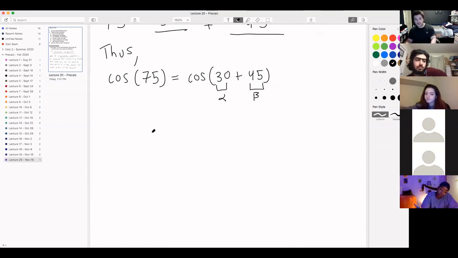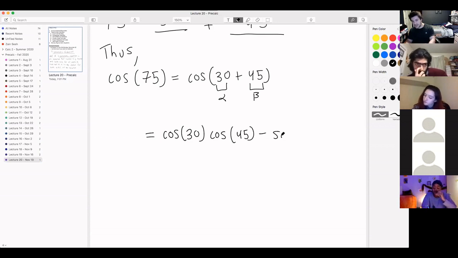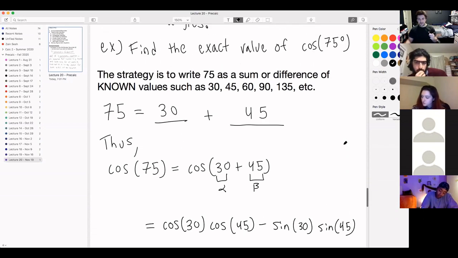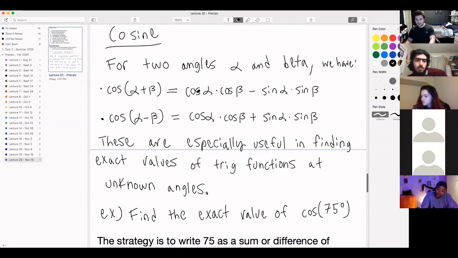So this is equal to cosine of 30 times cosine of 45 minus sine of 30 times sine of 45. This is directly from the identity here. Okay, so directly from this guy.